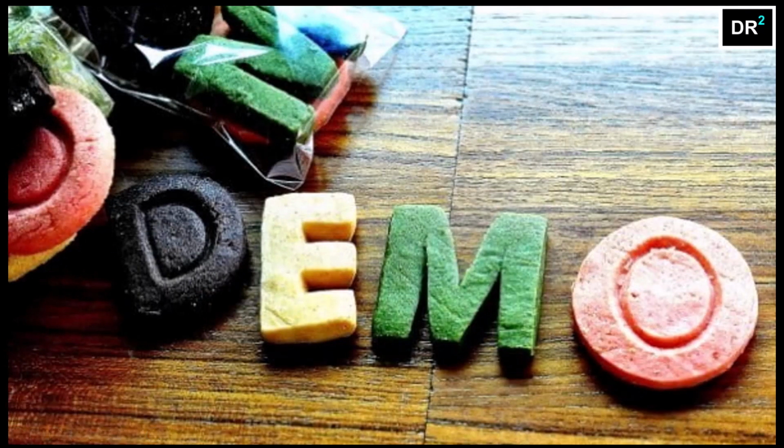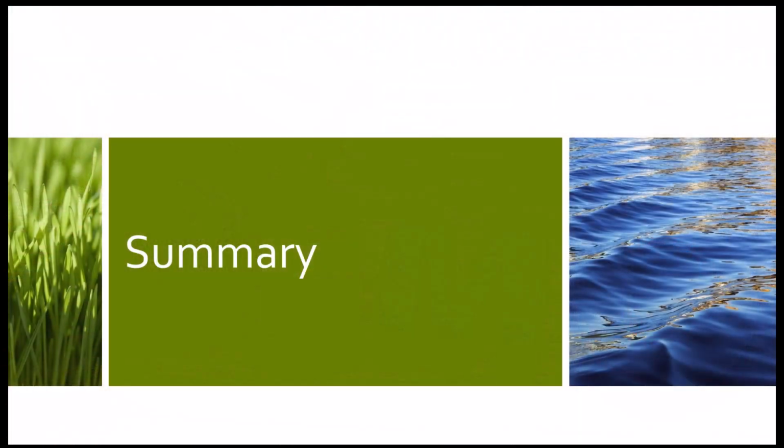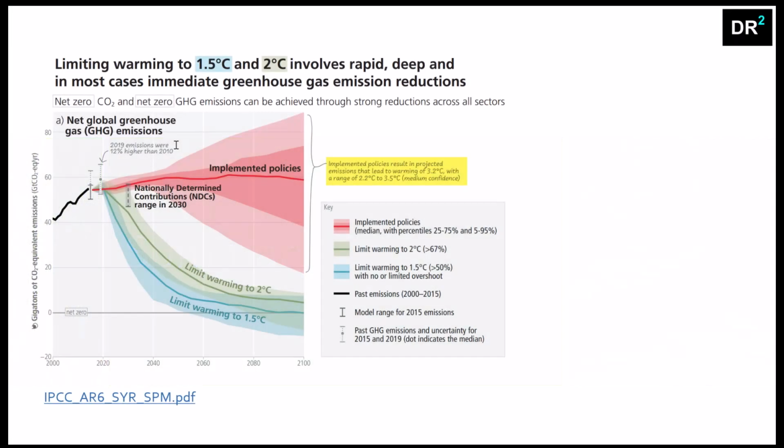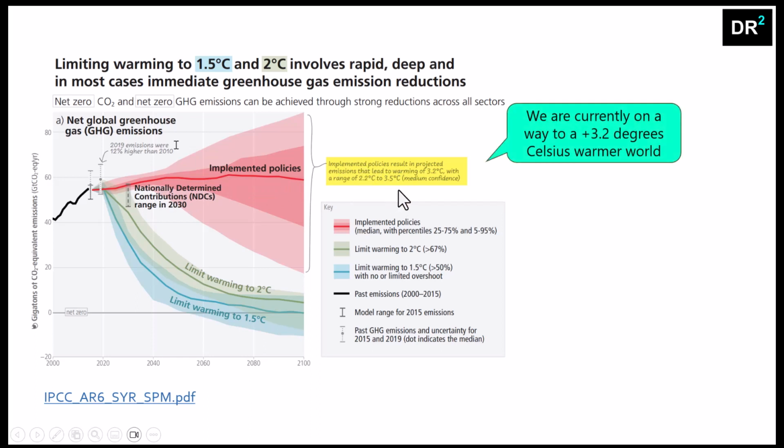Okay, so after this demo, let's have a look at the summary that I want to provide you. First thing is, what is the expected global warming based on the implemented policies that we see? So this graphic is from the IPCC, from the last report, and they say, okay, if we just continue with the things that we implemented so far, we end up here in this area, so between 2.5 and 3.5 degrees Celsius of global warming.